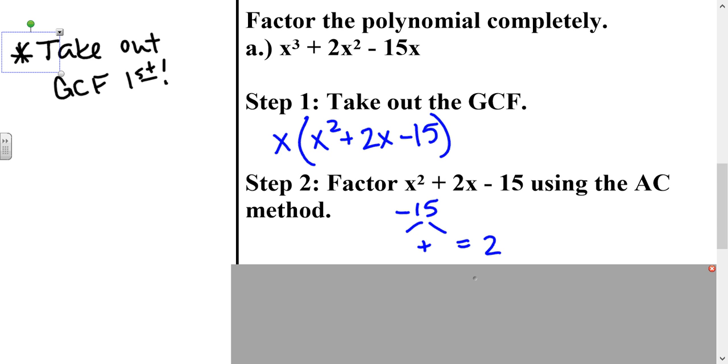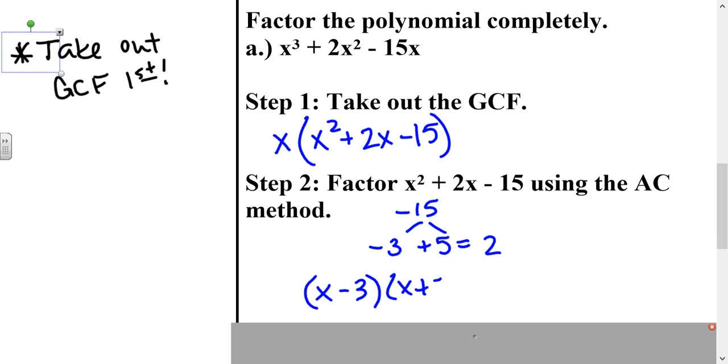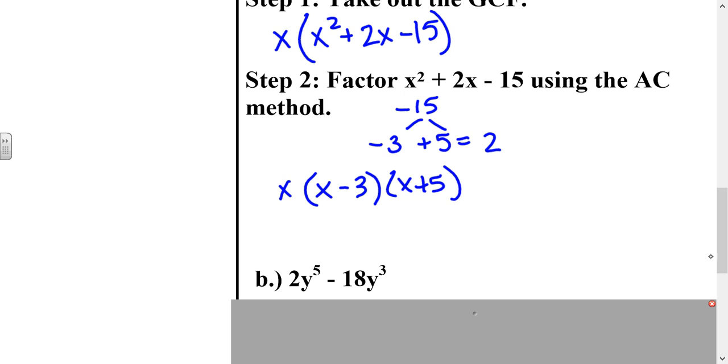So I could do 1 and 15. That wouldn't work. I could do 3 and 5. If I did 3 and 5, which one would have to be negative so that it equals 2? The 3. So therefore, my factors are x minus 3 and x plus 5 for this portion. Now remember, we had this x in the very beginning, so we need to leave that in the front. Otherwise, if I multiply this back out, I won't get what I started with. So always make sure you bring those things down when you're working these out. Okay? All right, let's try another example.